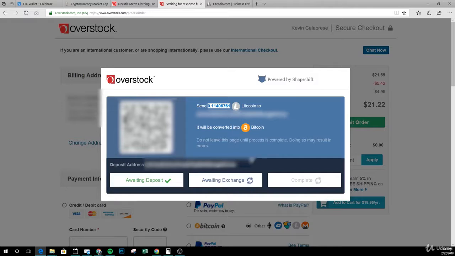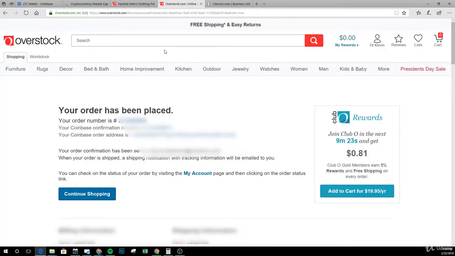To my understanding, Coinbase is going to be making some changes soon that will make the awaiting exchange part quicker, as it has nothing to do with Litecoin, it's all on Coinbase. Alright, and just like that, my order has been placed, the transaction went through, and I'm good to go. I'm looking forward to receiving this in the mail in a couple days from now.